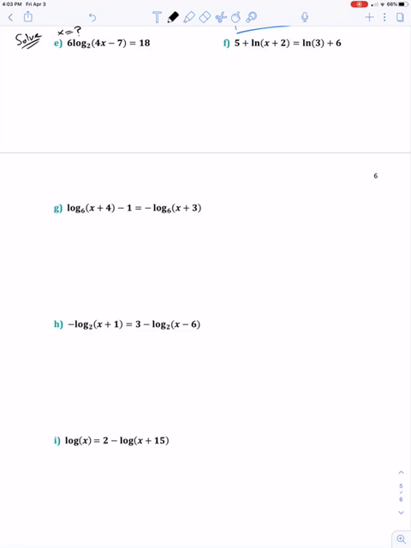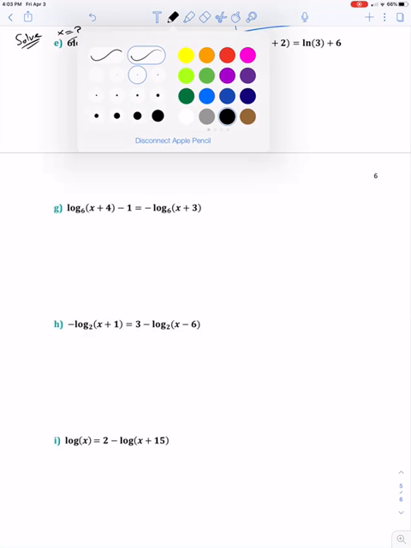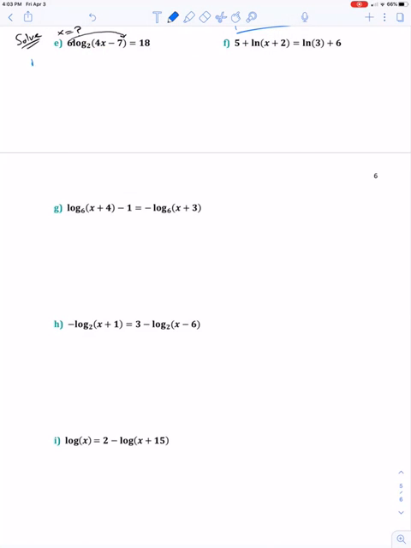With that said, I want to look at rewriting it exponentially. That's my goal. But I'm going to have to do a little bit of work first on this one. Before I can convert it over exponentially, I need to use the power rule here. Let's get rid of that coefficient. So let's apply the power rule to help us convert over. That implies we got log base 2 of (4x minus 7) raised to the 6th power equal to 18.